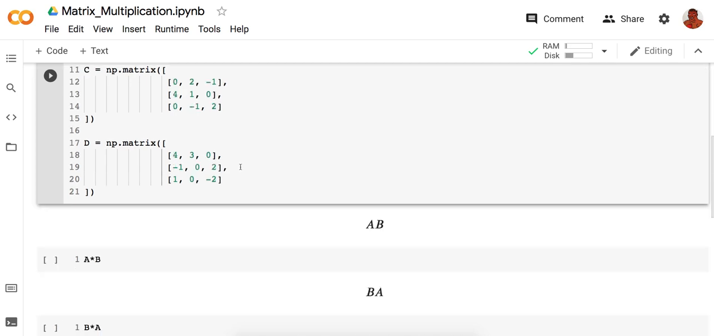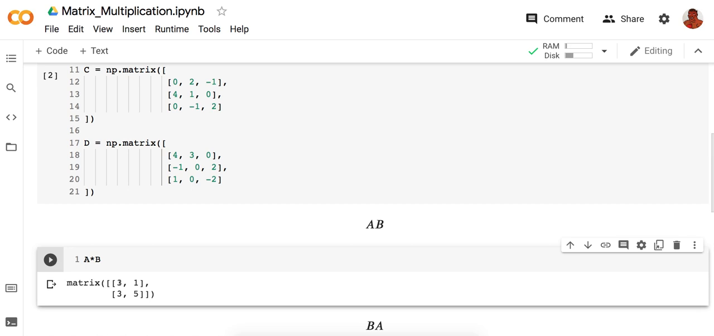Okay, we're good. So first up, matrix A times matrix B. It's going to calculate that for us, and we said that was i-hat goes to (3, 3), j-hat goes to (1, 5). That was our answer that we got in that example.